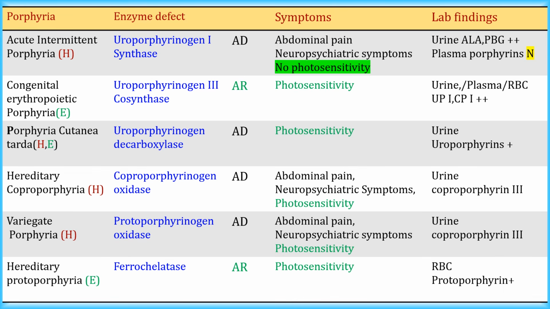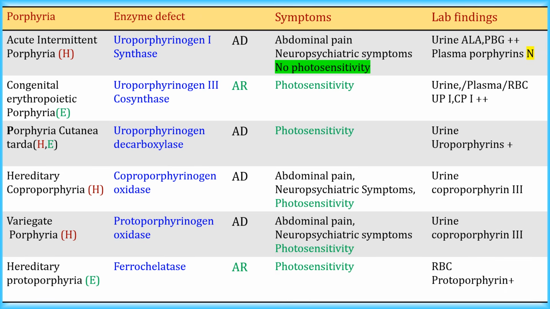Hereditary protoporphyria is an erythropoietic porphyria due to the last enzyme of heme biosynthesis, that is ferrochelatase. It is also called erythropoietic protoporphyria. It is an autosomal recessive condition associated with photosensitivity, and here protoporphyrins are present in the RBCs.